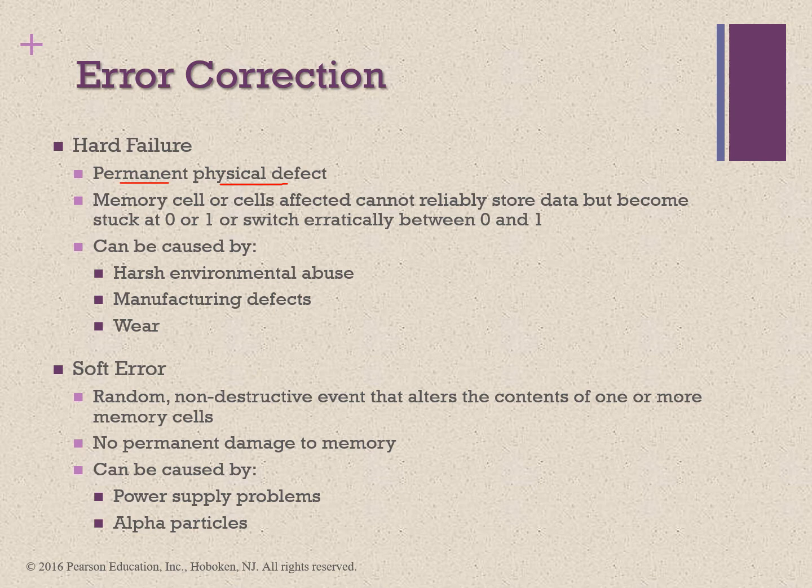Soft error. Soft error means it is a random, non-destructive event that alters the content of the memory cell without damaging the memory. The memory is perfect, but the content of the memory cells fluctuates. They are altered between 1 and 0. So that's the idea of soft error. This is caused by power supply problems or alpha particle problems.